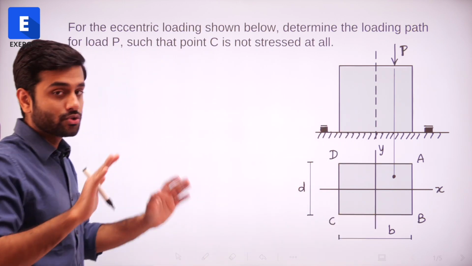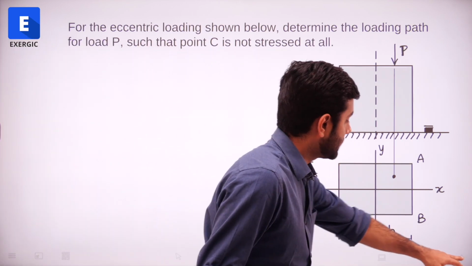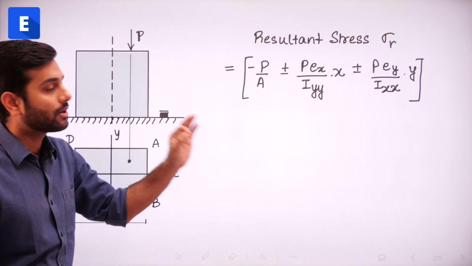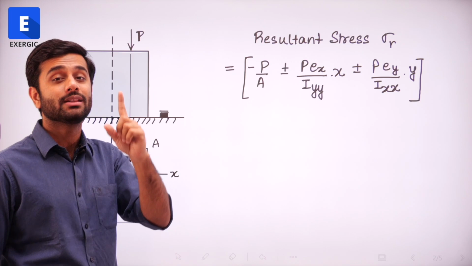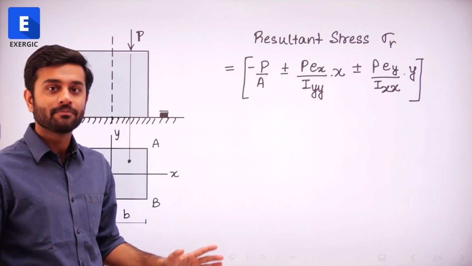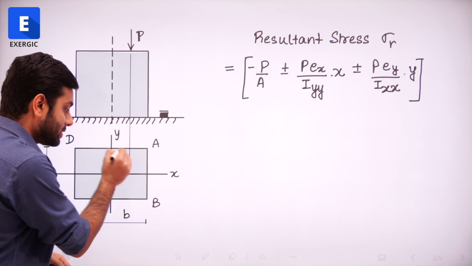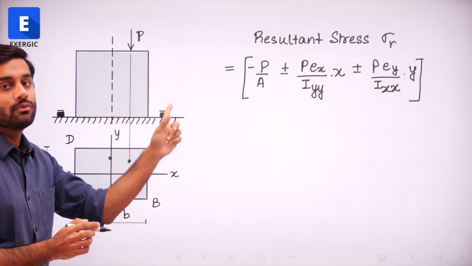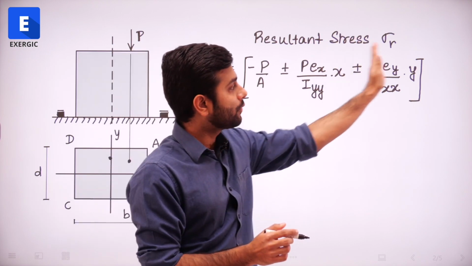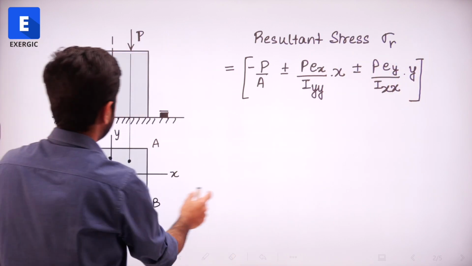As we know, so far, whatever we have discussed, the general equation we know. And we know that these three factors are going to decide the resultant value of stress at any point when there is double symmetry, right? If there is single symmetry, if this point P at which the load is acting lies on any given axis, then one of the terms will be gone; Ex will become 0.